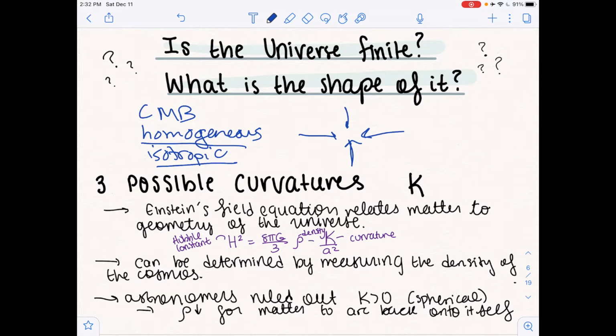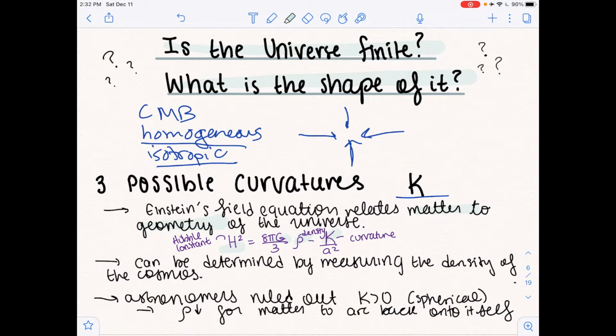From this information, we can hone in on three possible shapes of the universe which satisfy those two characteristics. These three shapes correspond to the exact three curvatures we mentioned above: a positive curvature corresponding to a spherical space, a zero curvature corresponding to Euclidean space, and a negative curvature corresponding to hyperbolic space. In his theory of general relativity, Einstein presented his field equations, which relate the matter in the universe to its geometry. Edwin Hubble further specified this relationship in this equation, where H is the Hubble constant, G is the gravitational constant, rho is the density of the universe, and k is the curvature as before.